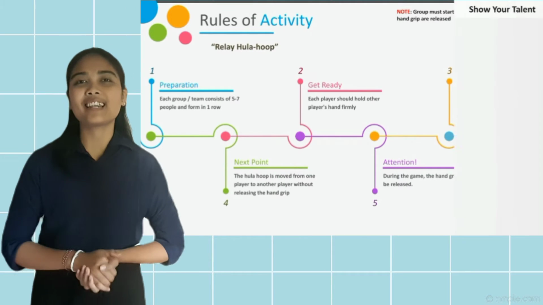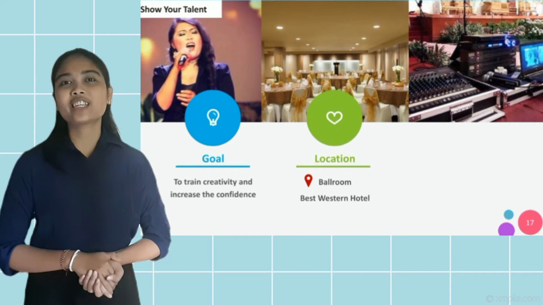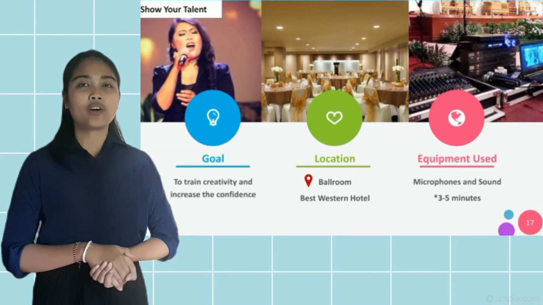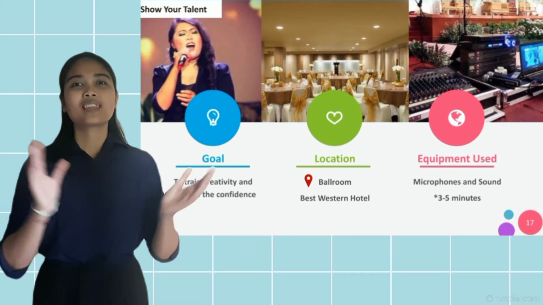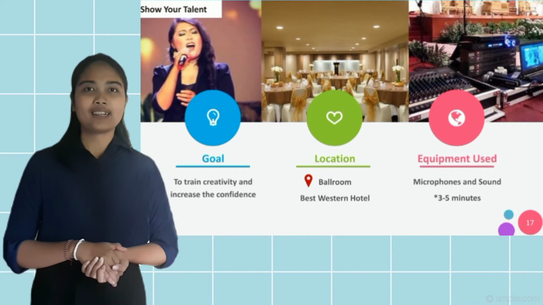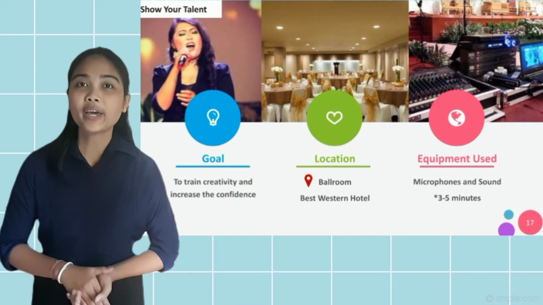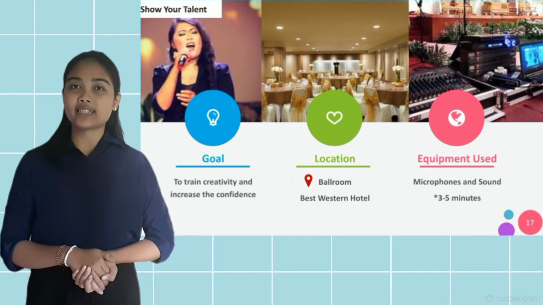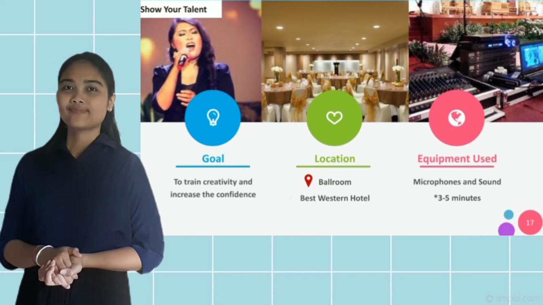Next, I will explain the last activity, called Show Your Talent. The goal of this activity is to train the creativity and confidence of each employee by showing their individual performance. We will do this activity in the ballroom of Best Western Kuta Hotel, and the equipment that we use are microphones and sound to play the song. This activity will take around 3 to 5 minutes per group or per person.